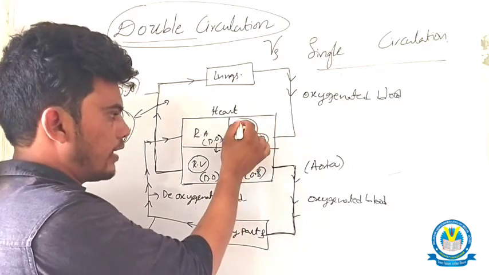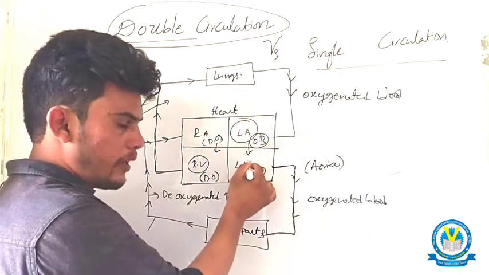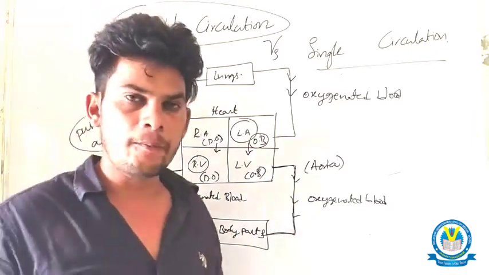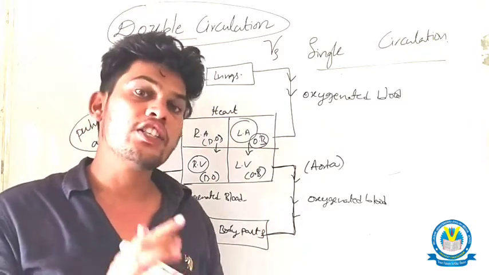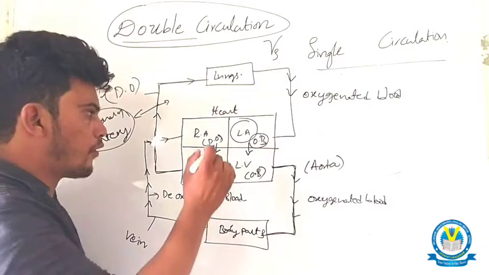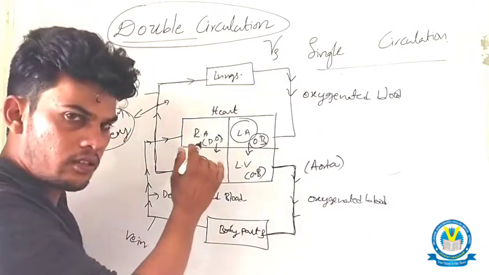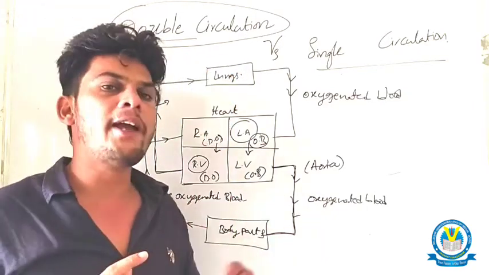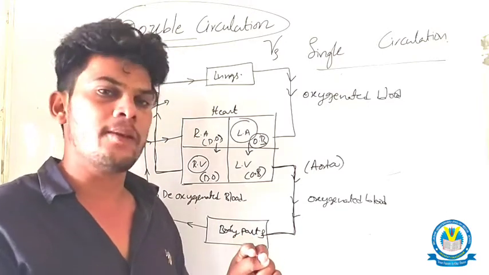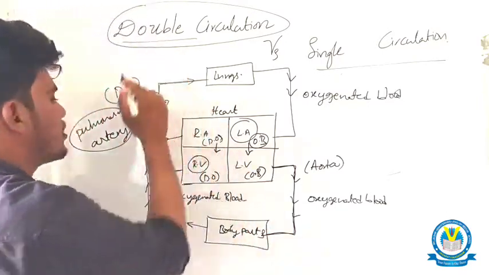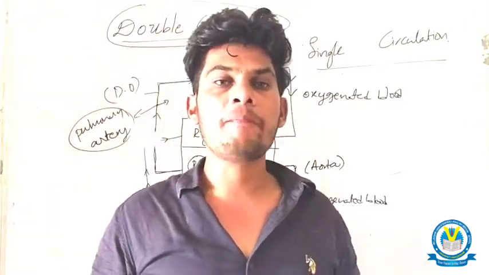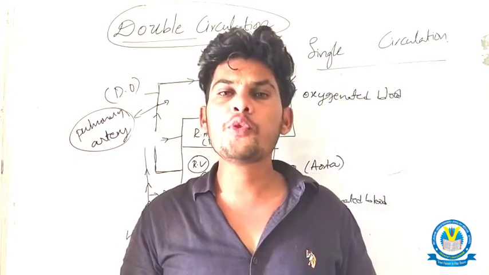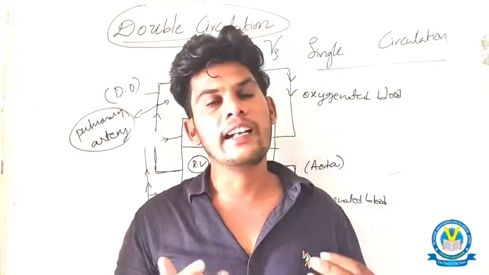Then again the left auricle contracts and blood goes to the ventricles. Then the ventricle contracts, and again blood goes to the body parts. In this process, the blood flows through the heart twice. One time from the heart to the body parts and body parts to the heart. Then heart to the lungs and lungs to the heart, second time. So two times the circulation of the blood takes place through the heart. That's why it is called double circulation. Are you clear? Double circulation is nothing but the circulation of blood through the heart twice.